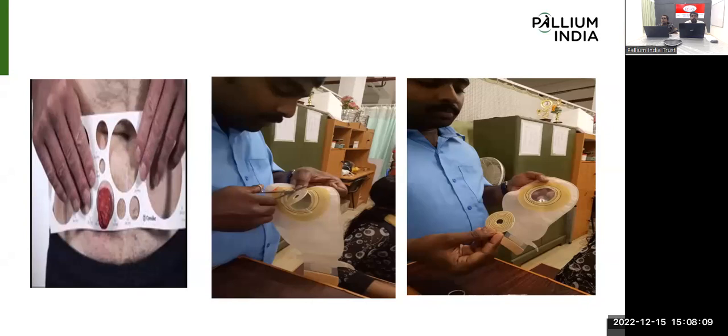We need to place the measuring gauge on the stomal area. We need to identify which hole size is appropriate for this patient's stomal size. Then we need to fix the size. Then 1 or 2 millimeters bigger than the actual size of the stoma according to the measuring gauge, we need to mark it on the faceplate.